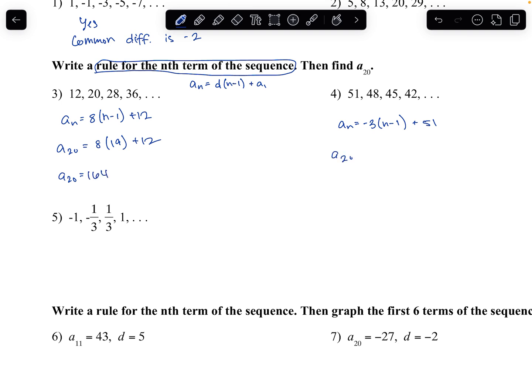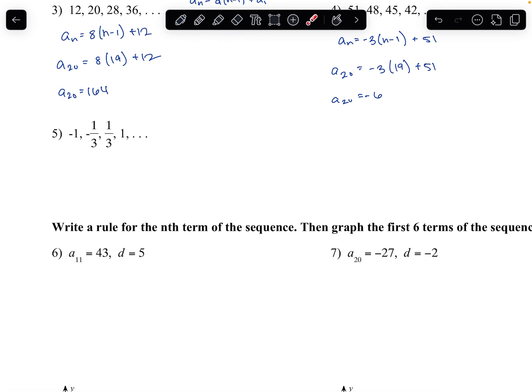And then a sub 20 here, that's going to be -3 times 19 plus 51. All right, so -3 times 19, and then plus 51, and I've got that the 20th term is equal to -6.